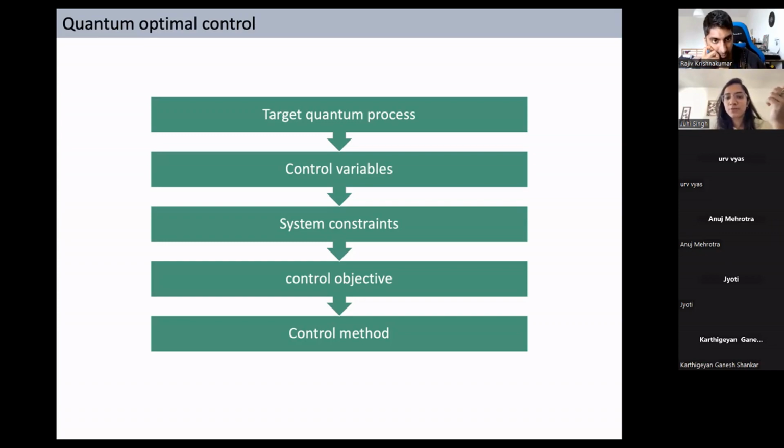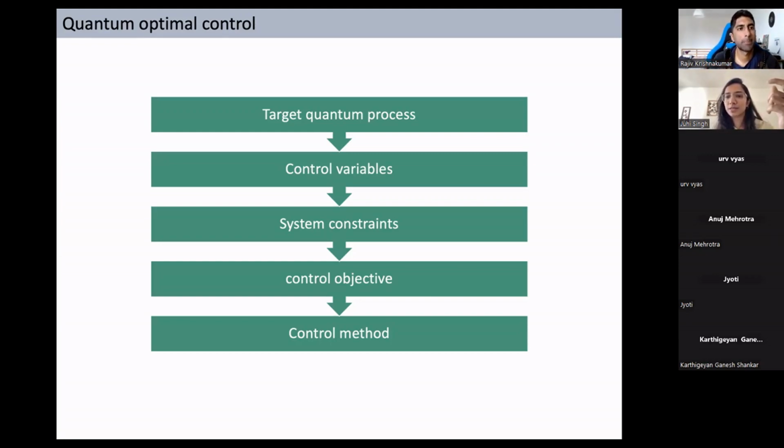For example, one of the system constraints would be that the lasers cannot have an arbitrary amplitude. The devices have some frequency range, and you cannot go beyond that, or you cannot really make the lasers move too fast. They have certain rise times.